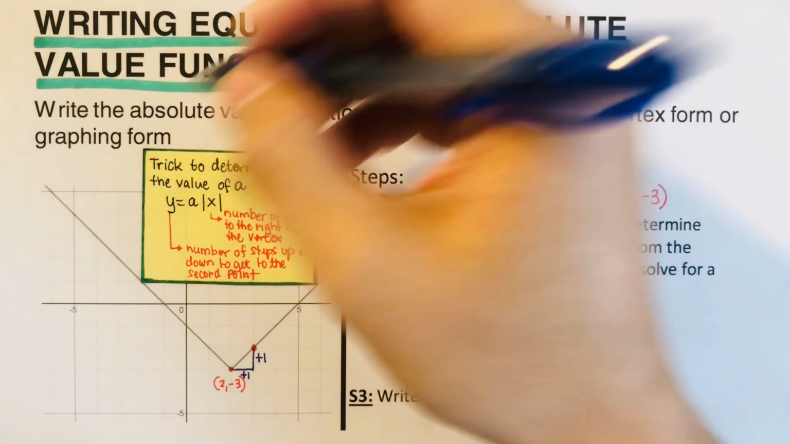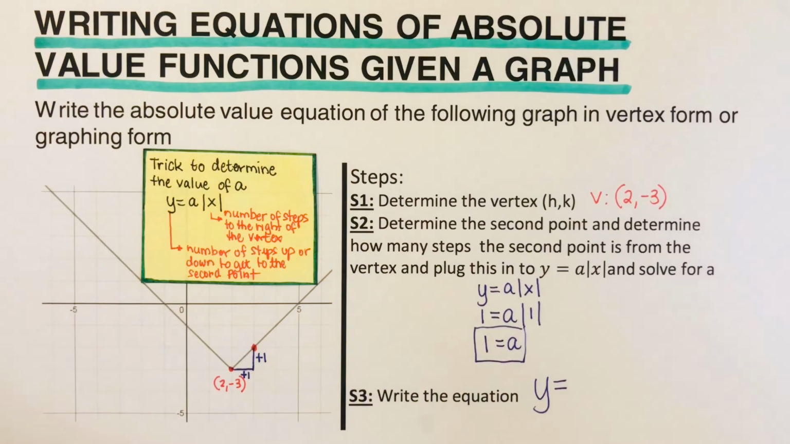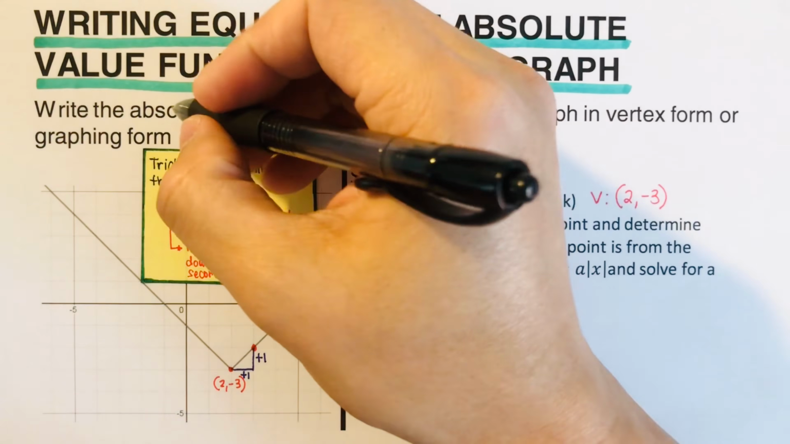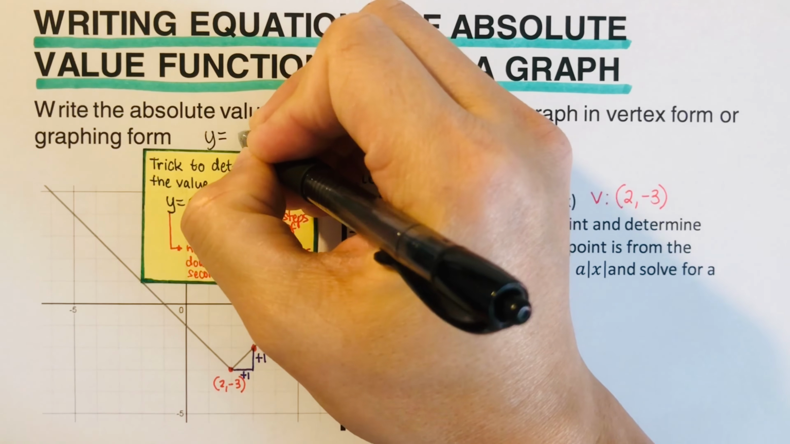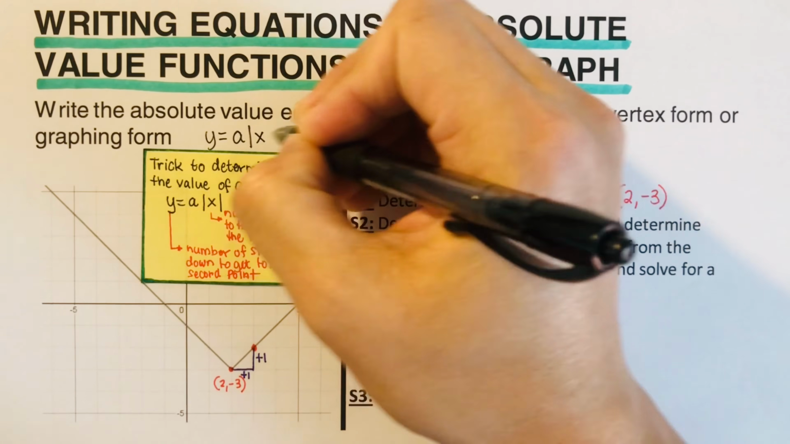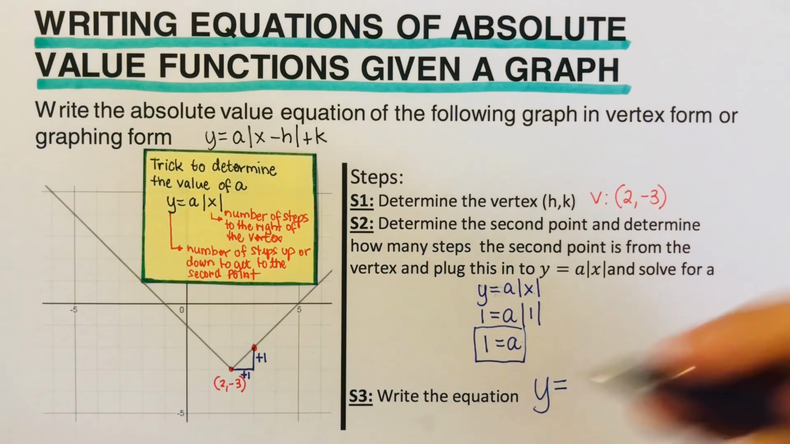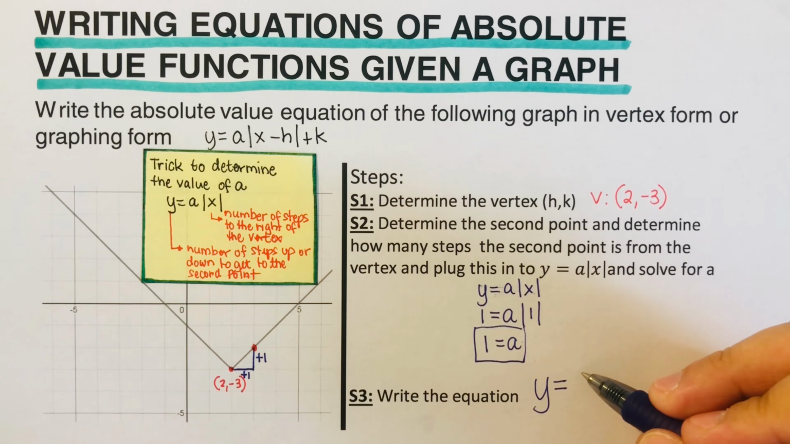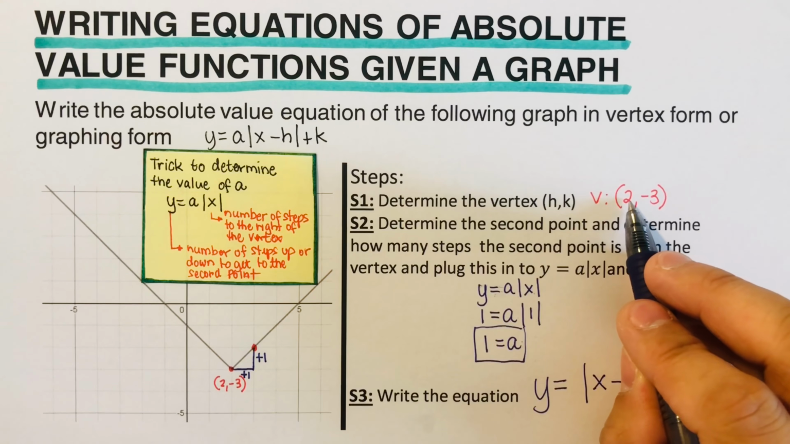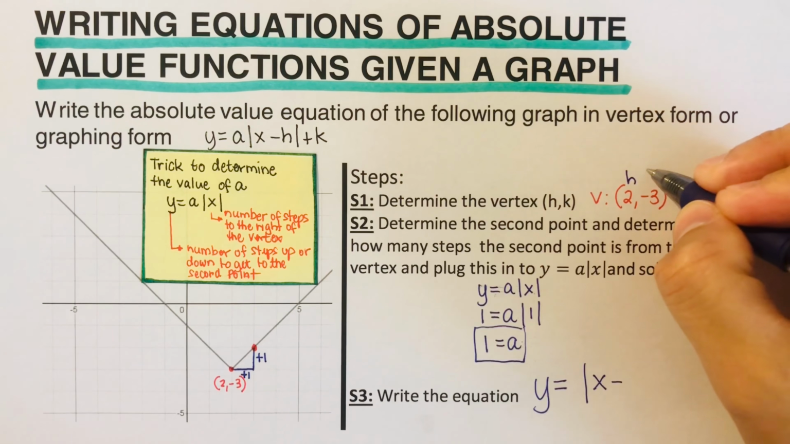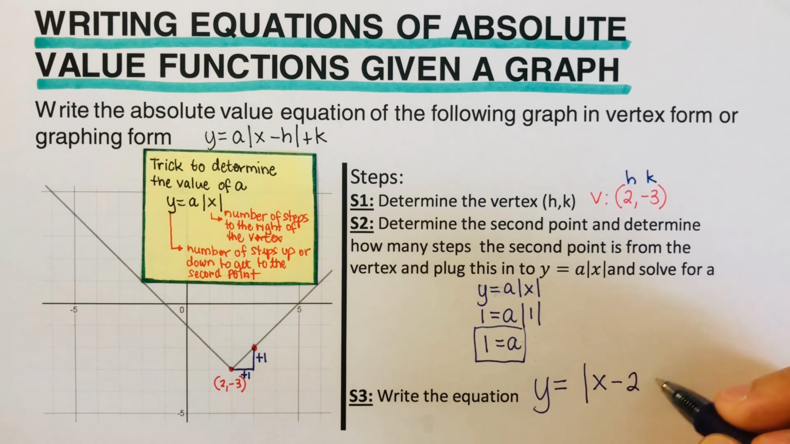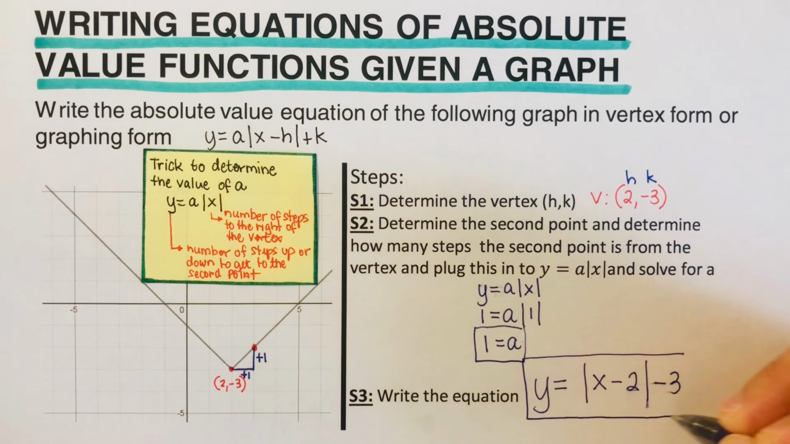By the way, this is the graphing form of the absolute value function: y equals a times the absolute value of x minus h, plus k. So in this problem, we have a is 1, so we don't need to put that. Then it's the absolute value of x minus the h, which is 2. Remember, this is the h, this is the k. So that's a minus 2 inside the absolute value, and that's a minus 3. And this is the equation for this graph right here.